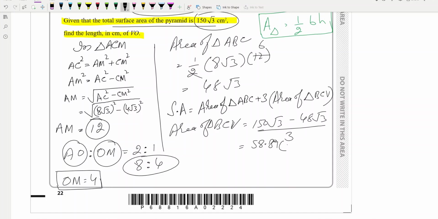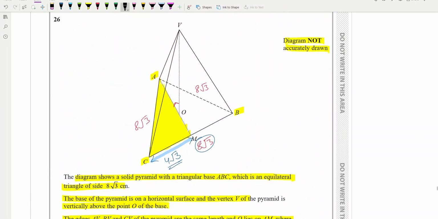58.89, and we can write in bracket 2 dp. Now our target is the area of triangle BCV. So the area of triangle BCV will be what? Area of triangle BCV will be equal to half of base into height. Height will be, we can draw basically the midpoint. If we draw, this will be the height.